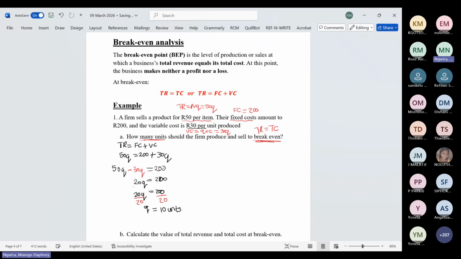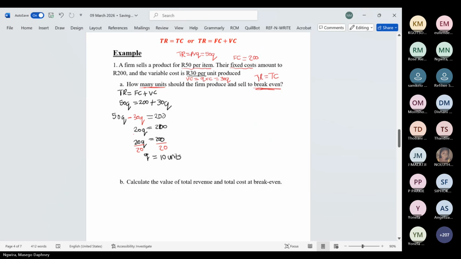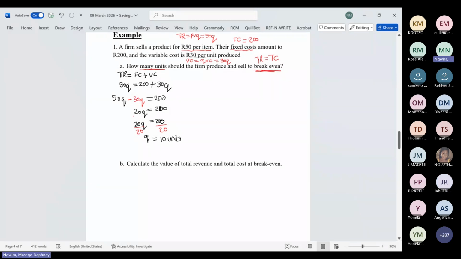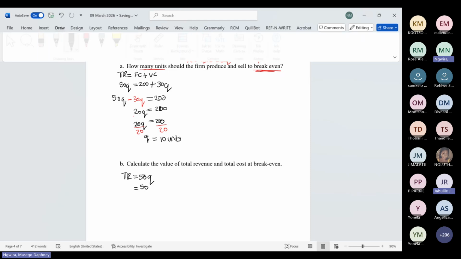And then now we move on to B. They're saying calculate the value of total revenue and total cost at break even. So at break even, we found that we have 10 units. So our TR, we know that our total revenue is 50Q, and we found that our units are 10 at the break-even point. So wherever I see Q, I'm going to substitute it with 10. So this will be 50 times 10.